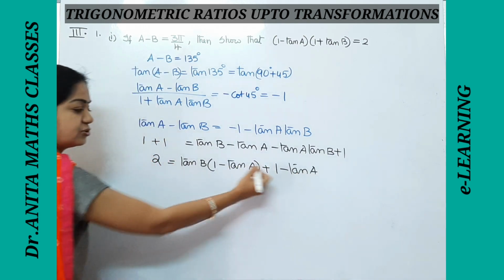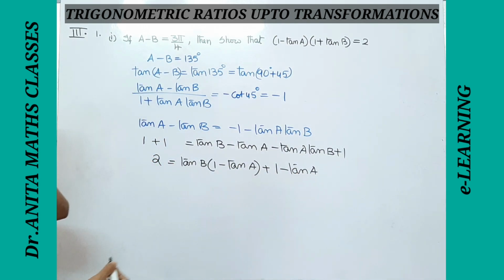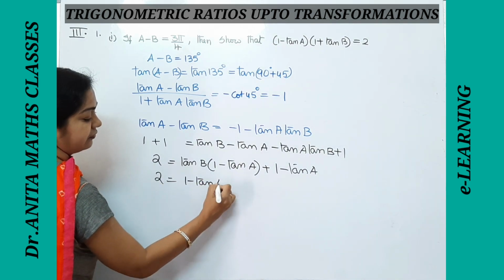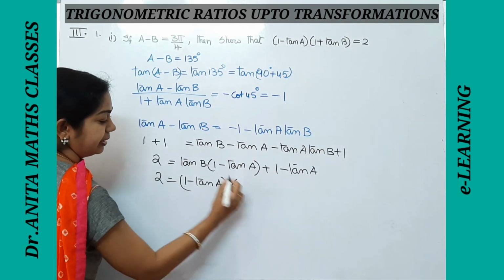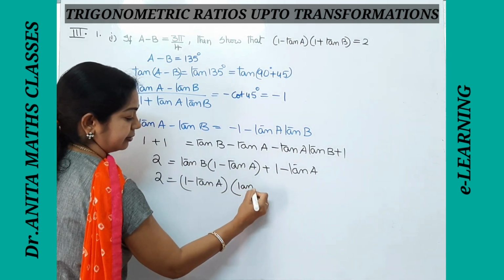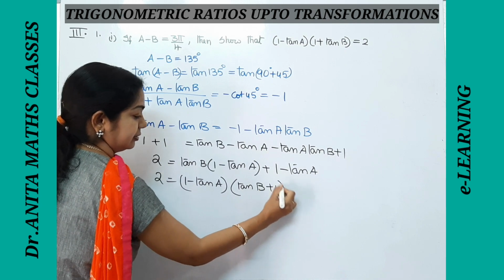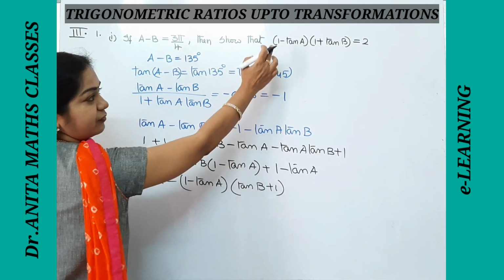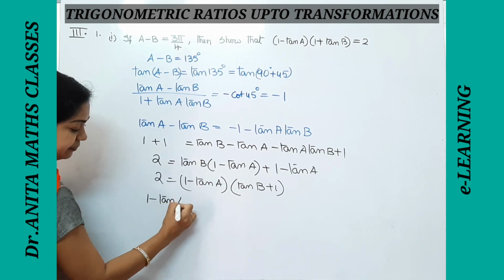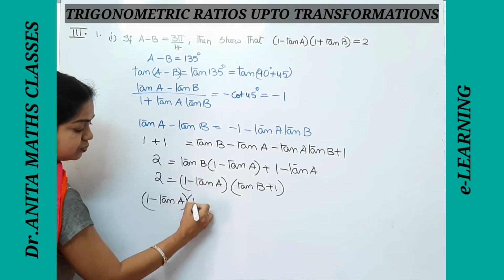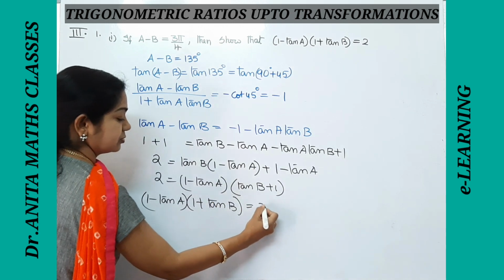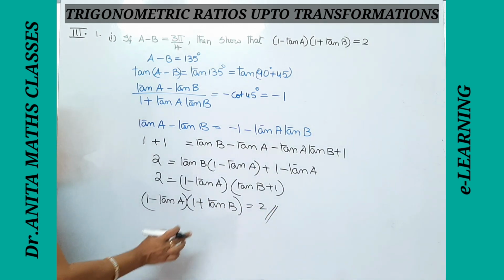If you see in these two terms, 1 minus tan a, we can take common here. 2 equals 1 minus tan a. If I take common here, the remaining is tan b plus 1. That means this is the final one we got, but we'll write it the other way. (1 minus tan a)(1 plus tan b) equals 2. Hence proved. Pause the video and note it down.